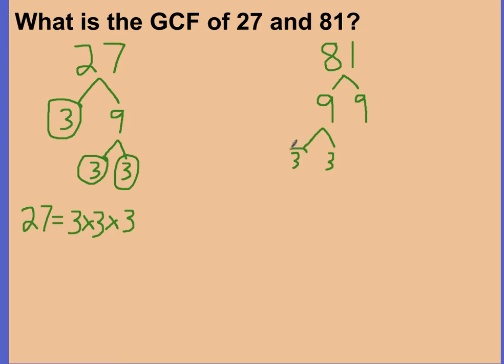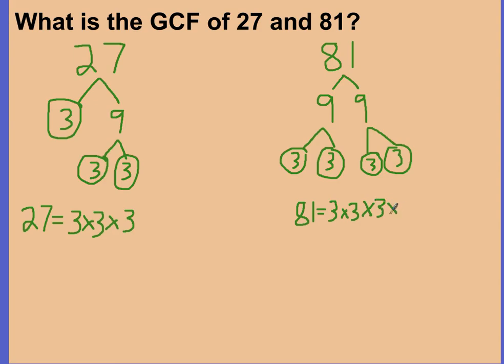So 3 times 3 would be 9. Those are both prime. And for 9, I'll also have 3 times 3. That would be 9. All right, so for 81, we're going to have to list all of these. So 3 times 3 times 3 times 3. All right, and then we'll go ahead and do our GCF.